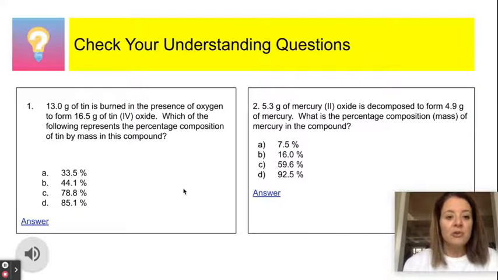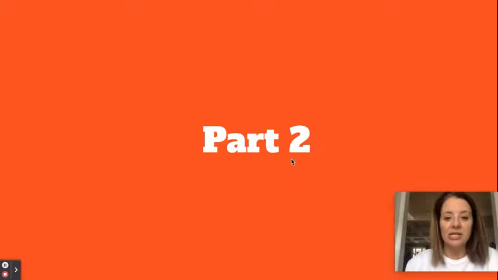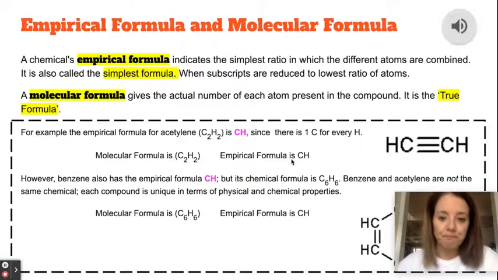Okay, there's always the check your understanding type questions within the module. I highly suggest you do those as practice. Okay, so they're not to be bypassed. You want to do those as practice and then check your answers.